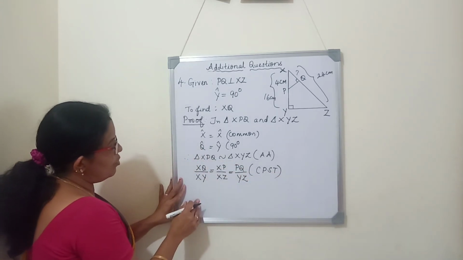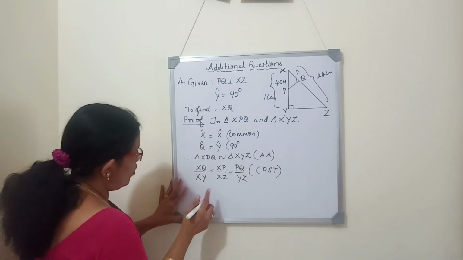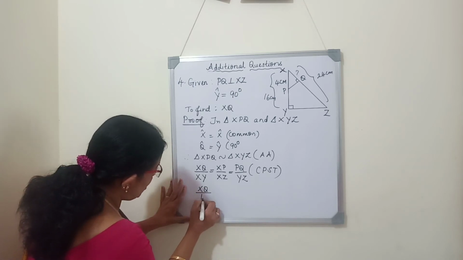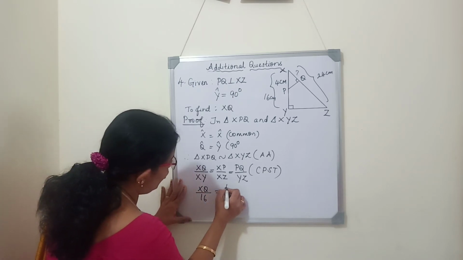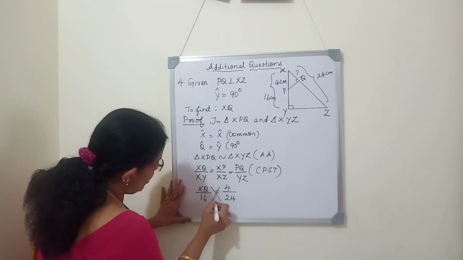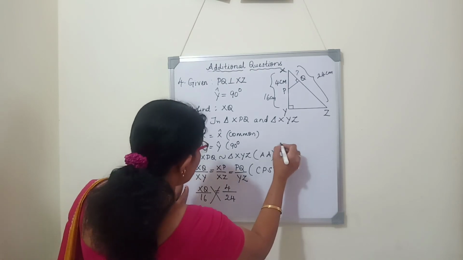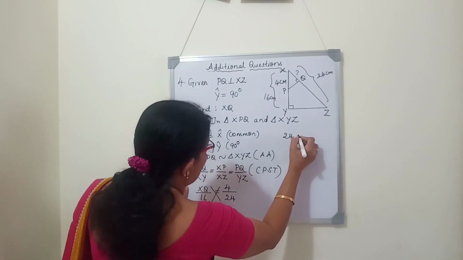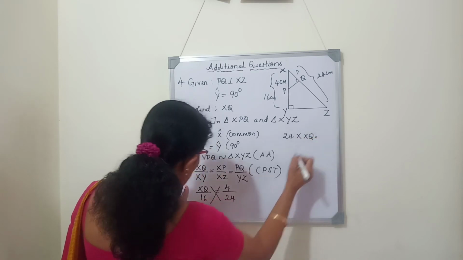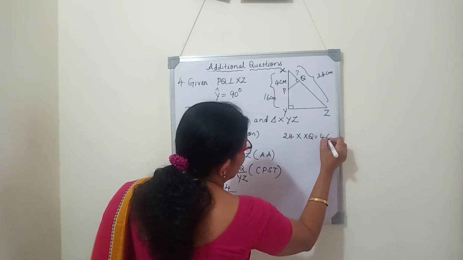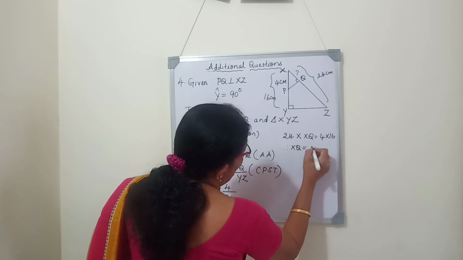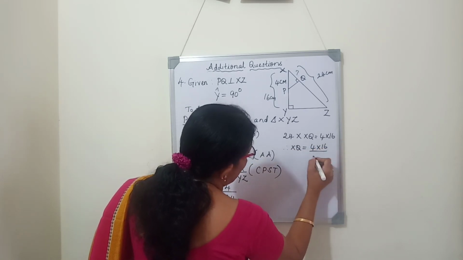Now we will substitute the values. XQ we should find, XY is 16, XP is 4 and XZ is 24. Now we will cross multiply. We will write 24 into XQ is equal to 4 into 16. Therefore XQ equals 4 into 16 by 24.